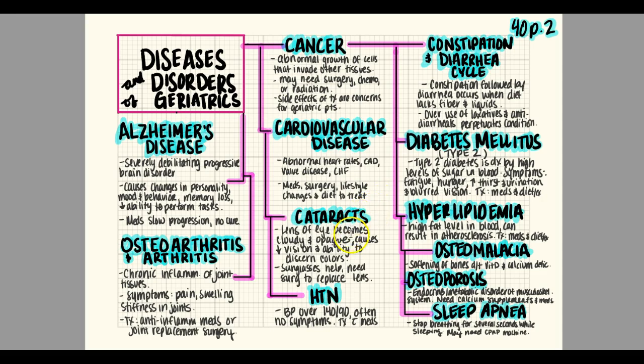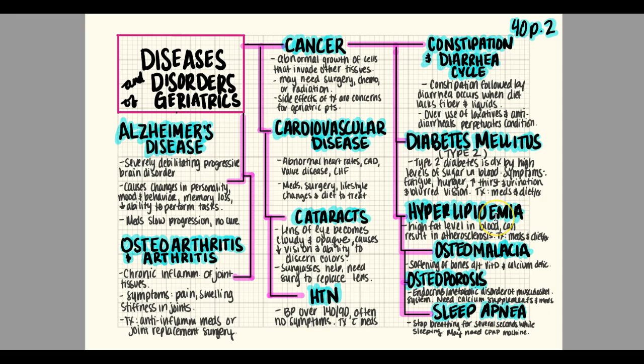Cataracts also are an issue for our aging population. That is where the lens of the eye becomes cloudy and opaque, and it causes decreased vision and ability to discern colors, so they can't really differentiate between the different colors. Sunglasses can help with this, but eventually they're going to need surgery to replace the lens itself.